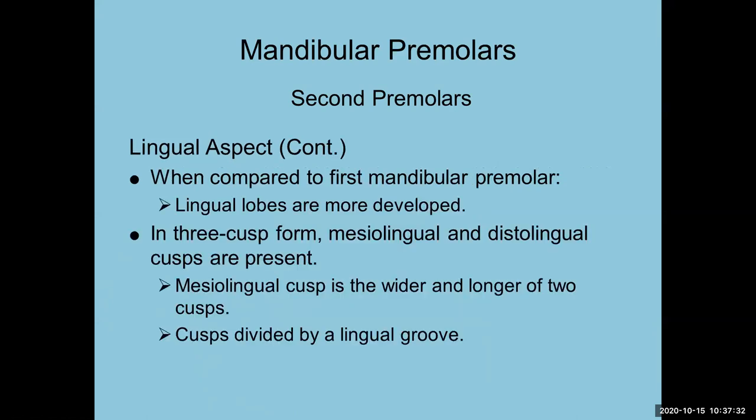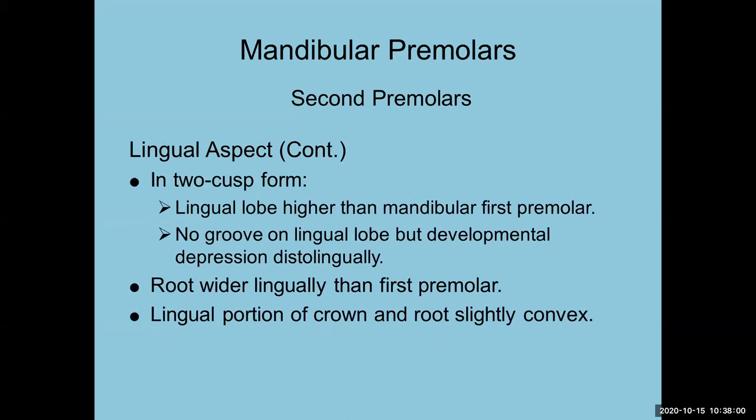So comparing the first and the second, the lingual lobes are more developed on the second premolar. There are two or three lobes, or two or three cusp types. In the three cusp form, the mesial lingual and distal lingual cusps are present. You've got two lingual cusps. The mesial lingual is going to be larger and longer than the distal, and it's divided by a groove.